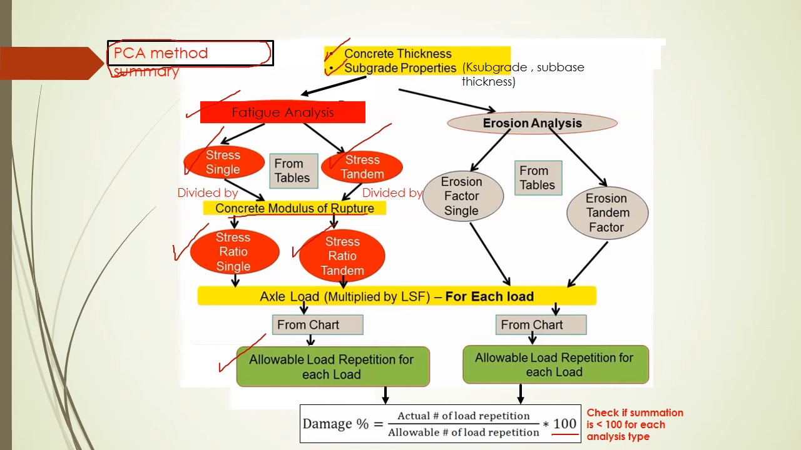For the erosion analysis, you will get directly from the table the erosion factor for single axles and the erosion factor for tandem axles. Also, by knowing the axle load multiplied by the load safety factor, you will get the allowable load repetitions for erosion analysis. Similarly to the fatigue analysis, you will divide the actual load repetitions by the allowable load repetitions, multiplied by 100, to get the erosion percent, and you have to check that the summation of each is less than 100 for each analysis type.